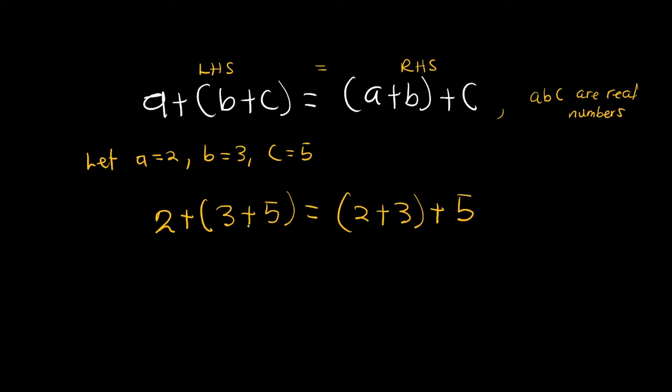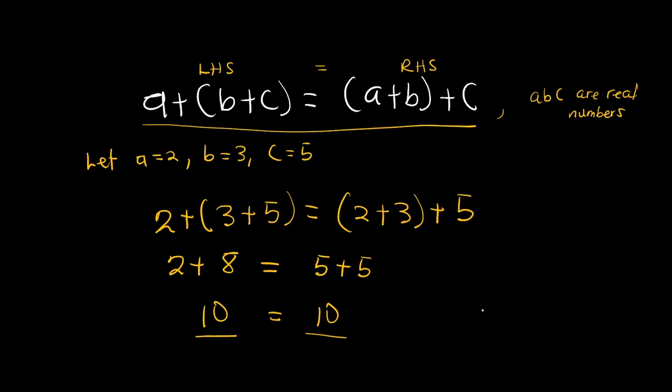The first thing I will do is add what is in the bracket first. So I maintain my 2, plus 3 plus 5 gives me 8, and this will be equal to 2 plus 3, which is 5, plus the other 5. Then 2 plus 8 gives me 10, and 5 plus 5 also gives me 10. Because the left hand side is 10 and the right hand side is 10, it means that the expression we have over here is associative.